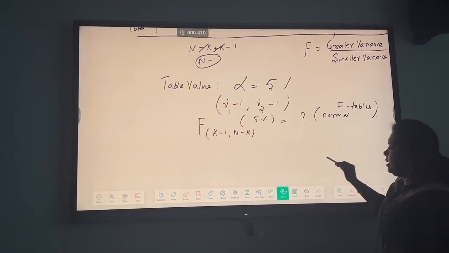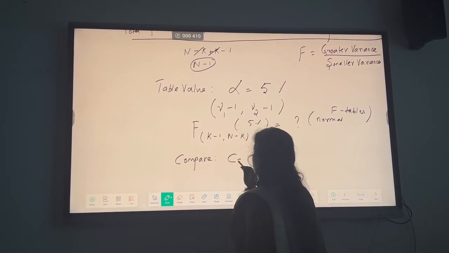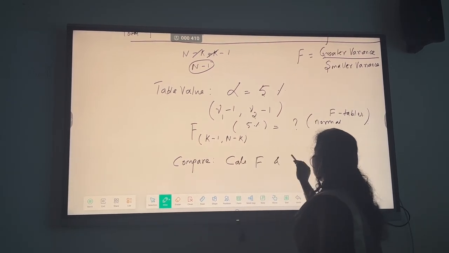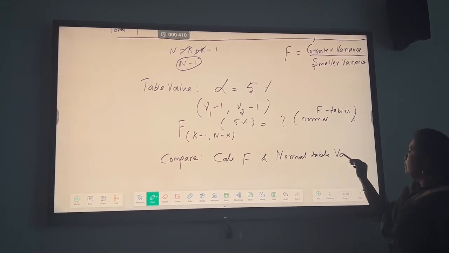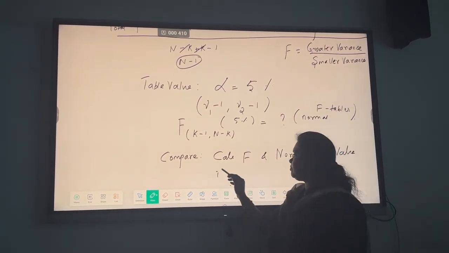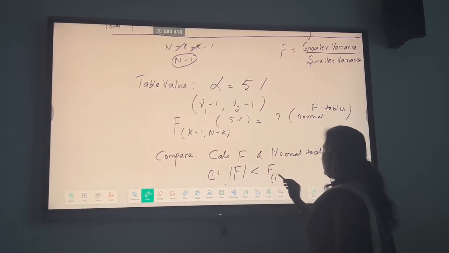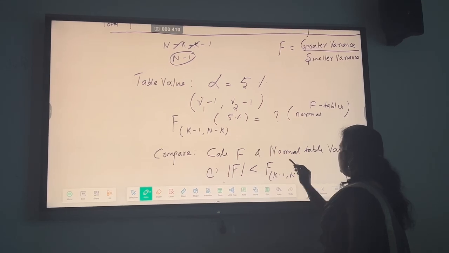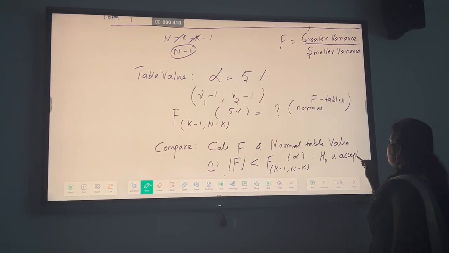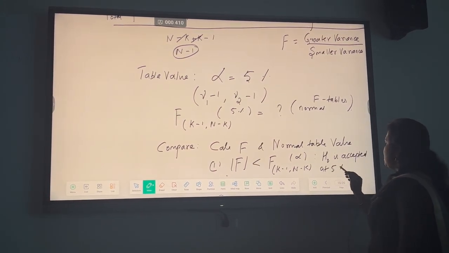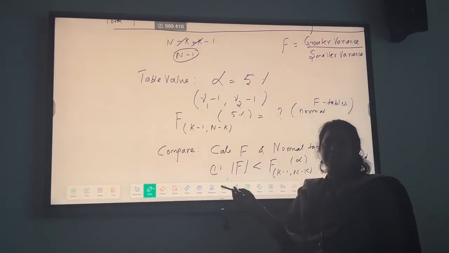Next we have to compare the calculated F value and the table value. If the calculated value F is less than the table value, we say that H0 is accepted at 5% level of significance. From this we can give the conclusion of the problem, whether it is accepted or rejected.